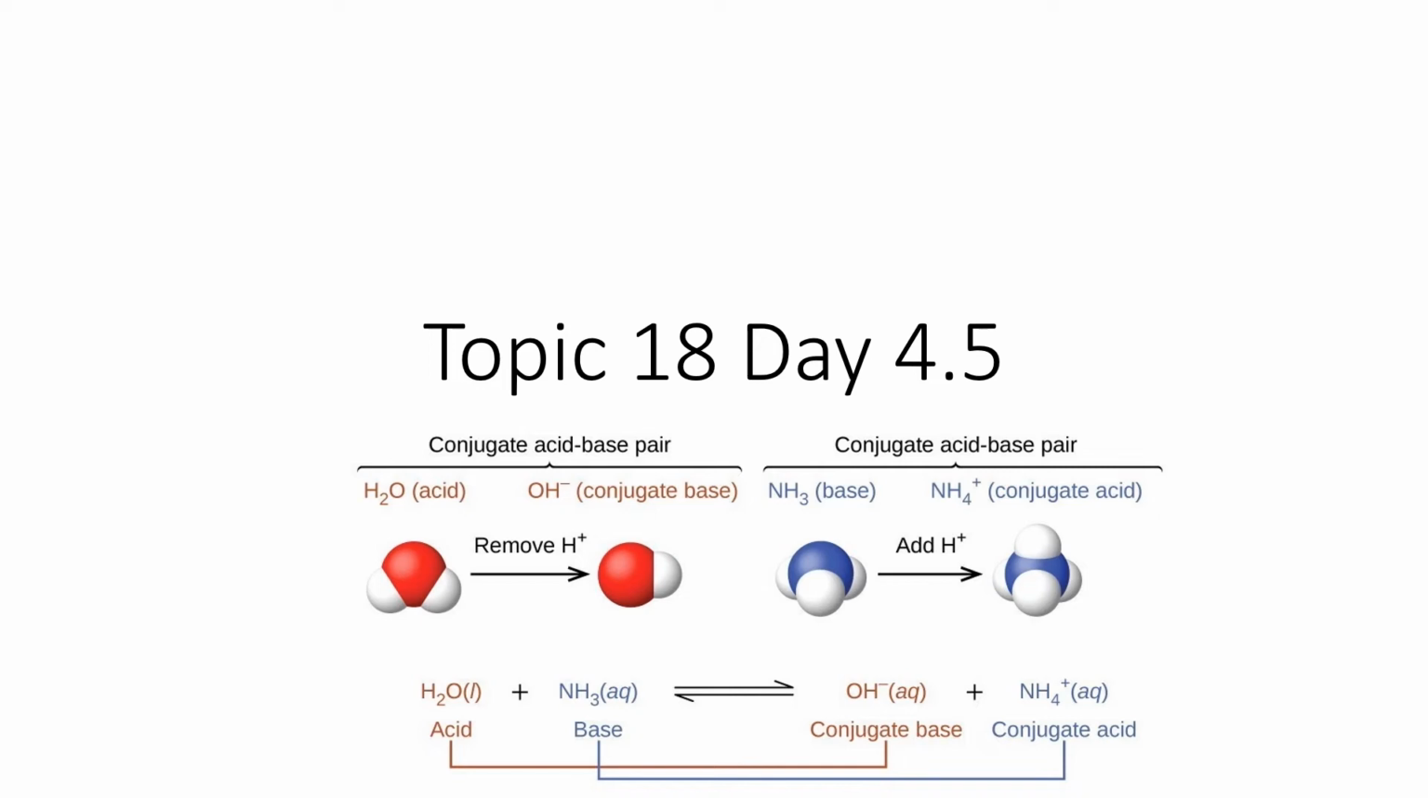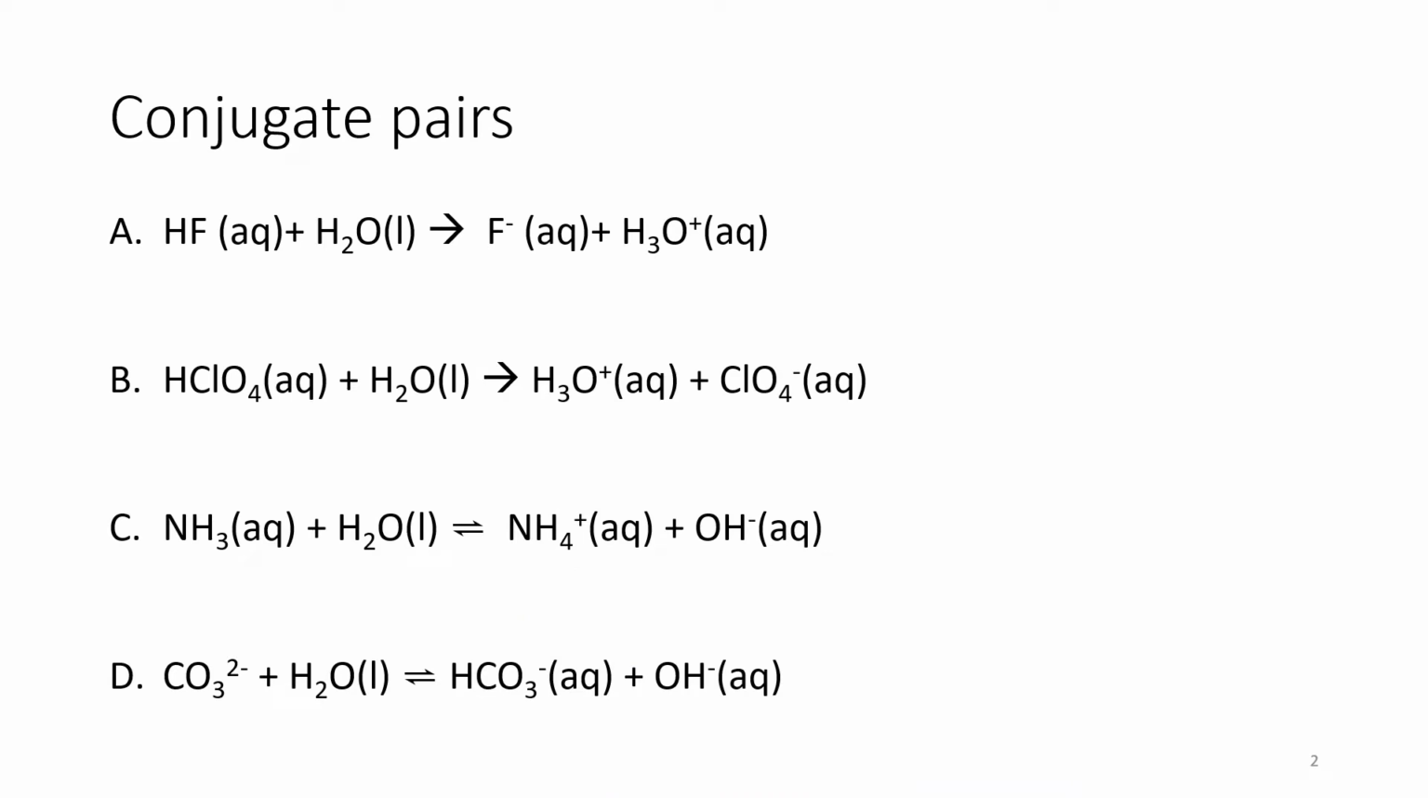So today we're going to talk about conjugate acid-base pairs, and they're always in pairs. It really is as simple as if you take an H away from an acid, you make its conjugate base. If you add an H to a base, you make its conjugate acid. So let's look at ones you've definitely seen before.